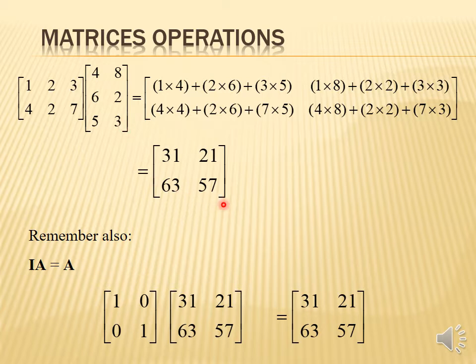So here the resultant matrix is of order 2 by 2. Student, now we can see how to multiply. For multiplication, you multiply the first row with the first column, then similarly the first row with the second column. Similarly, you multiply the second row with the first column and then the second row with the second column.